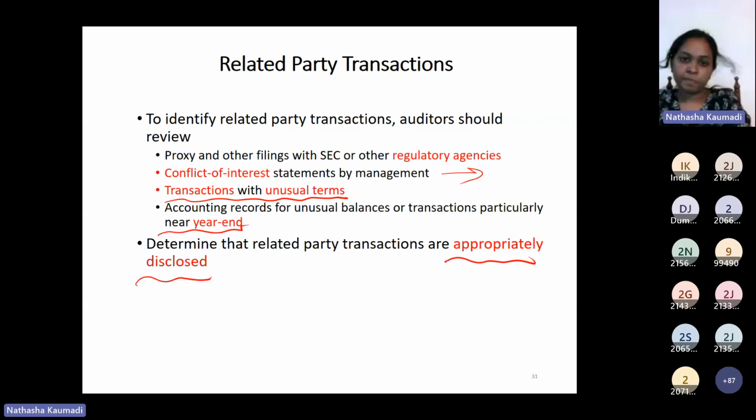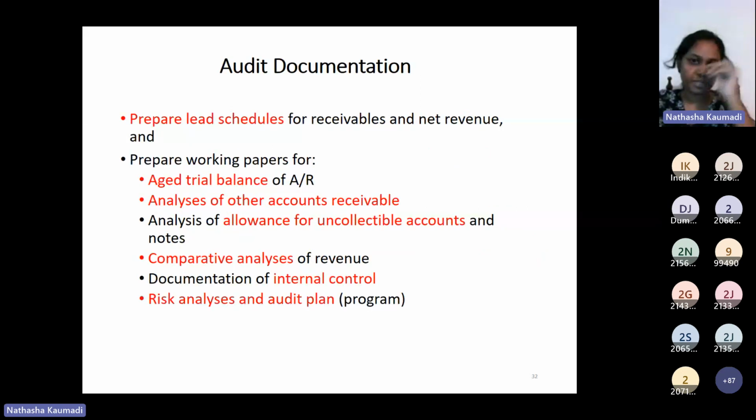Okay. And then audit documentation. Now we are performing audit procedures for revenue and trade receivables. No, audit documentation is also important. Without audit documentation, you can't prove anything. No audit documentation means no audit. You have not done the audit.